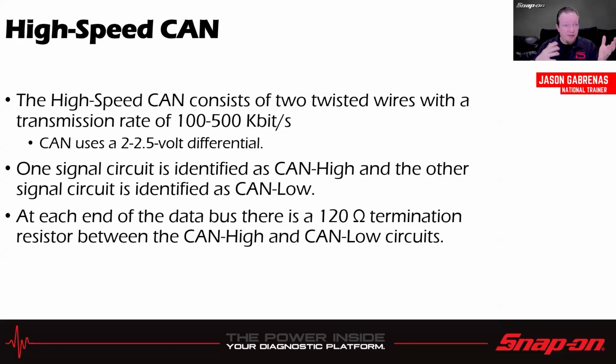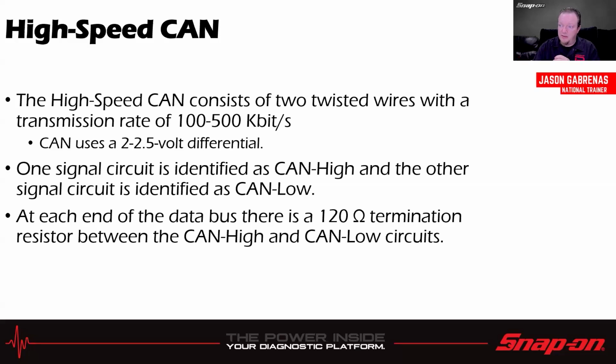So there's different speeds. There's low speed, high speed, mid speed. High speed CAN consists of 2 twisted wires with a transmission rate of 100 to 500 kilobits per second. And it uses a between 2 and 2.5 volt differential. There's a little bit of a range that's allowed in the spec. One signal circuit is identified as CAN high and the other one is CAN low.